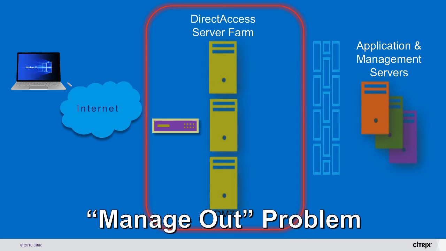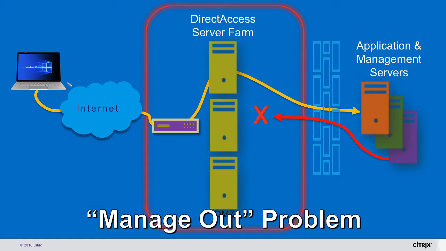In the production scenario, we typically need to deploy more than one DirectAccess server to ensure we don't have a single point of failure, and also to scale to support a larger number of users. Incoming connections will be load balanced across the DirectAccess server farm and will work just fine.